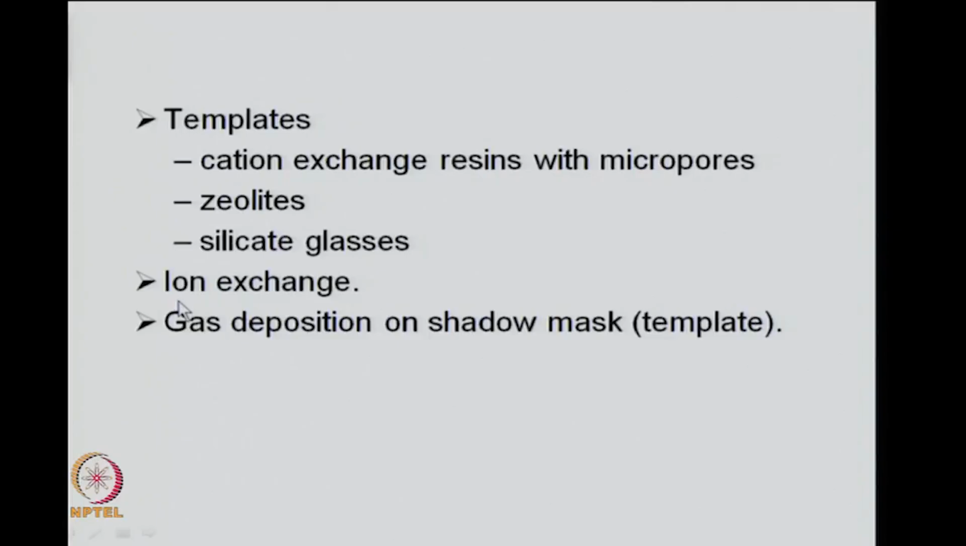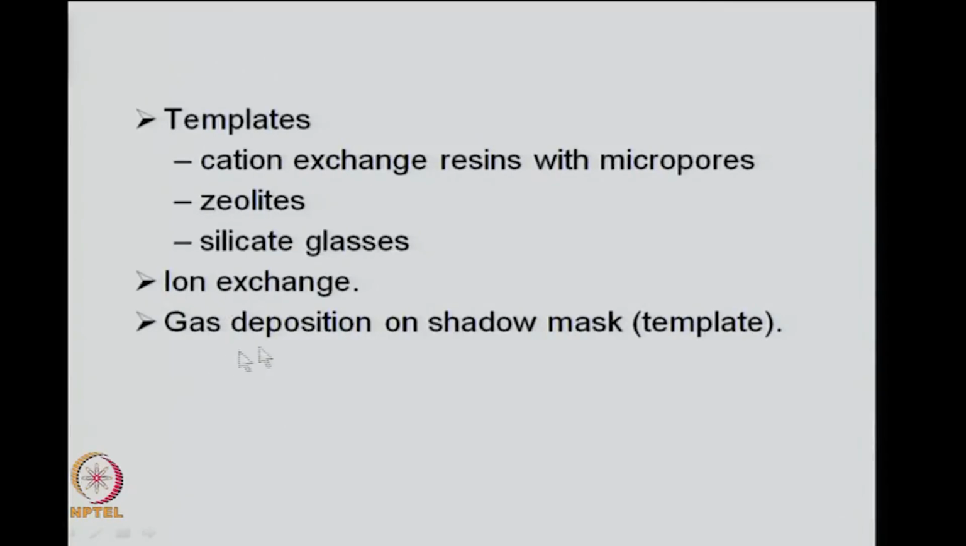You can use ion exchange technique. So, you have a template in which there is a particular ion in the material, and then you ion exchange with another ion, and now you get a new material with the same structure as the initial template material. So, because only one ion or one set of ions have been exchanged in this methodology.